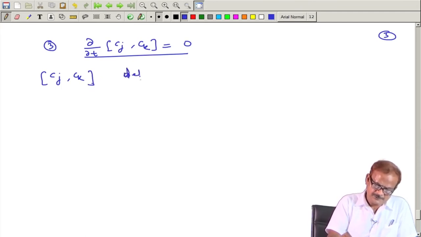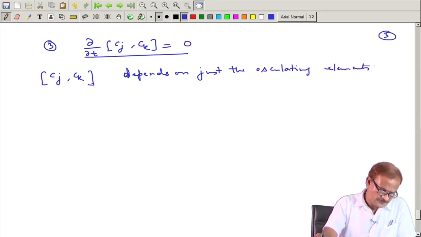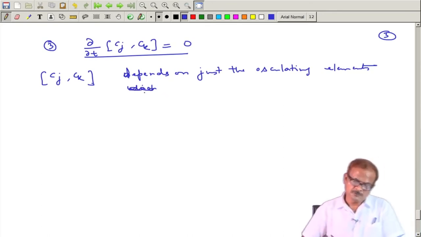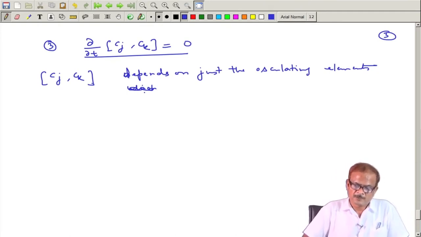C_j, C_k depends on just the osculating elements. So, the Lagrange bracket is not a function of time, this is what it says, and it is very important.